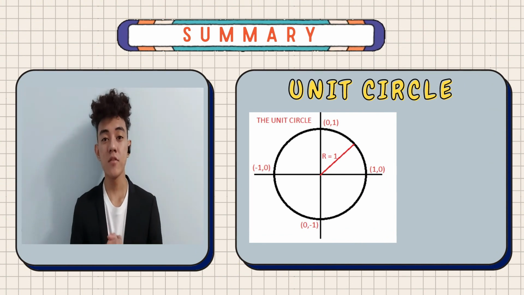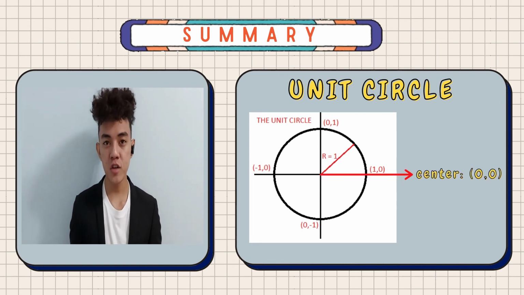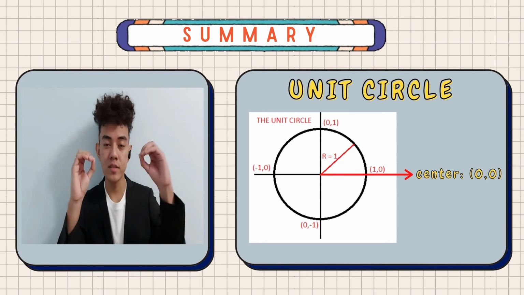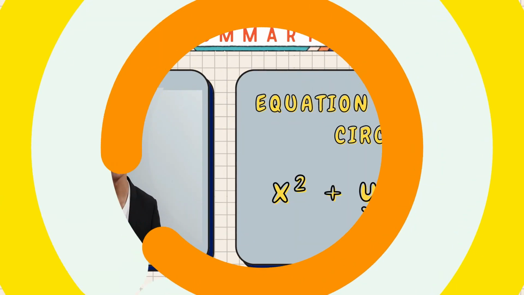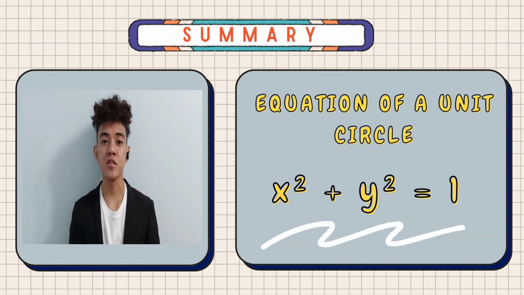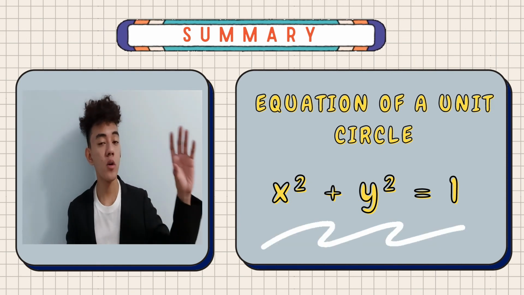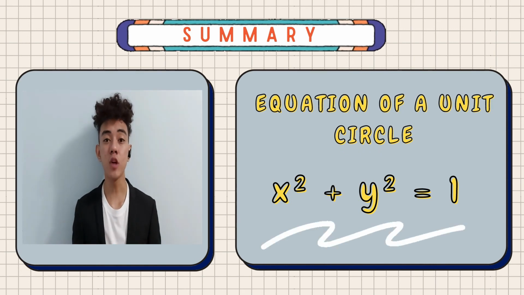So, let's have a review. What again is a unit circle? A unit circle is a circle whose center is at the origin of the coordinate plane, meaning its center is at 0, 0, and its radius is equal to 1. To determine if a given point is on the unit circle, we use the equation x squared plus y squared equals 1. We substitute the given values of x and y and we solve it.